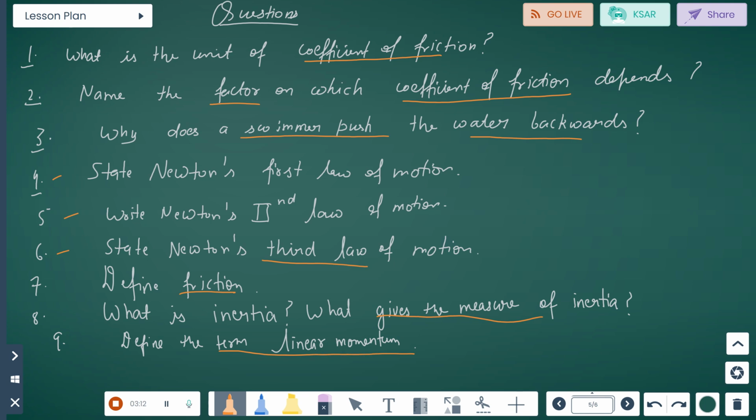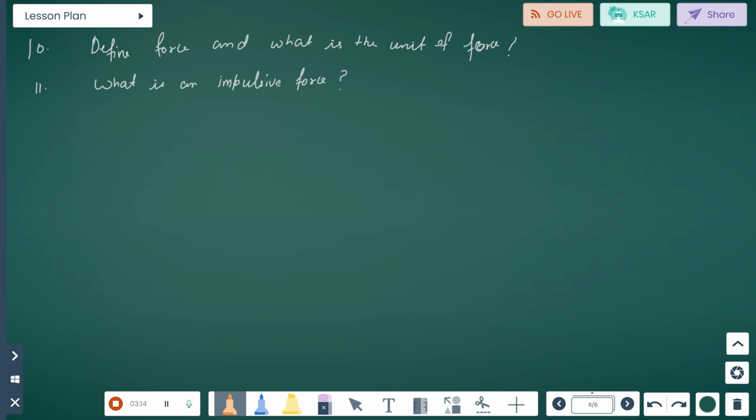Define the term linear momentum. Also define conservation of linear momentum. Define force and what is the unit of force. What is an impulsive force?